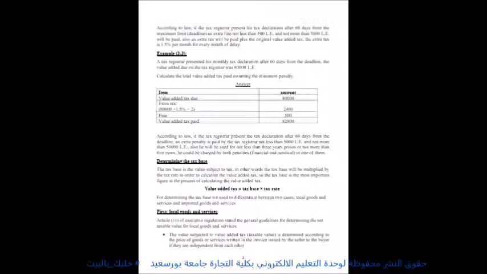Article 11 of Executive Regulation stated that the general rules for determining the net taxable value or the tax base for local goods are the following. The value subjected to the tax, or tax base, is determined according to the price of goods written in the invoice issued by the seller to the buyer if they are independent from each other.